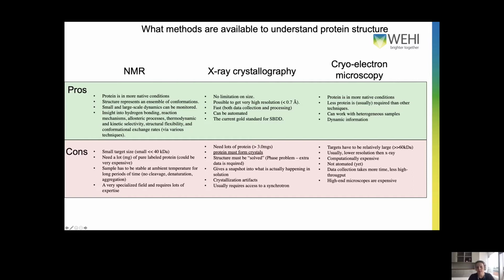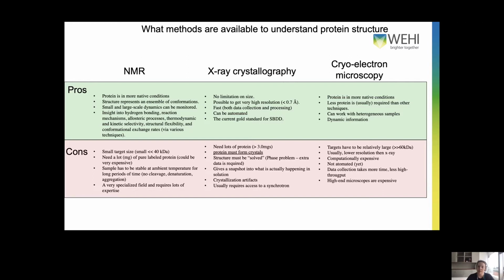And then one of the recent techniques, cryo-electron microscopy, this is the technique I will be telling you about today. The advantages of this technique is that protein is in more native conditions compared at least to X-ray crystallography. Usually this technique requires less protein. It can also allow the use of heterogeneous samples. And recent developments also allow getting dynamic information about your sample.